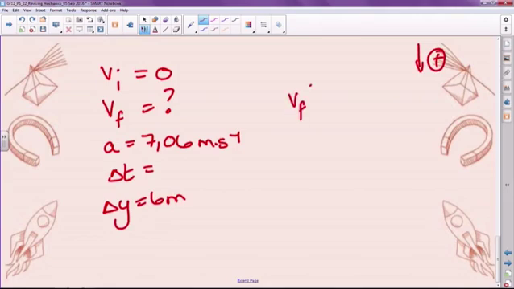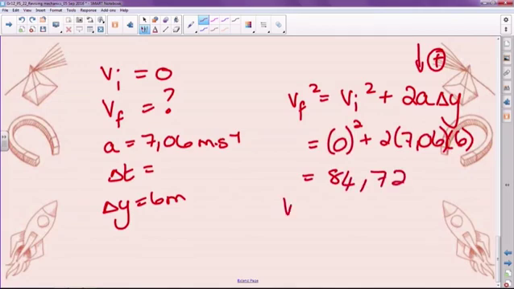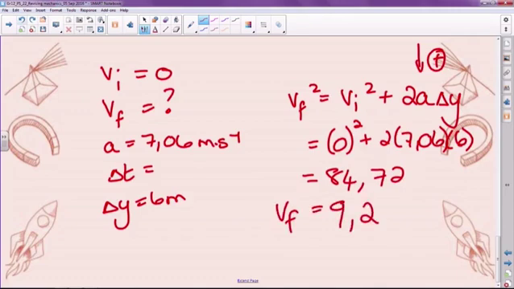so I'm going to use VF squared equals VI squared plus 2A delta Y. VF is what I'm looking for, so that's 0, and 7,06. That's 6 as well, and we get 84,72, which then you square root. So let's take that out. 84,72, which we square root. That's what I'm trying to do, and we get 9,2 meters per second.